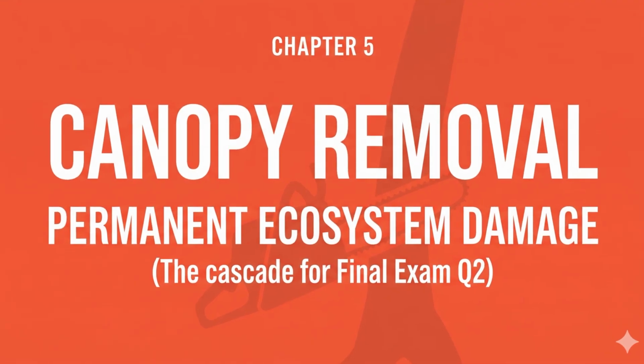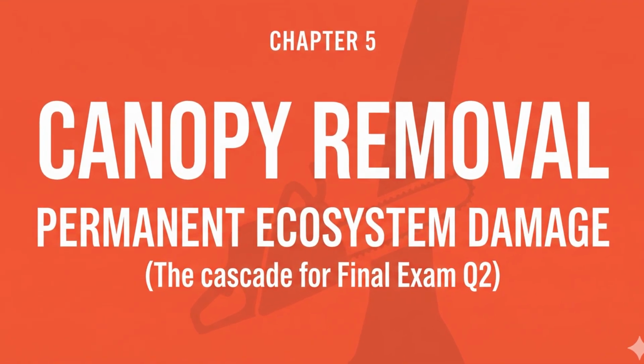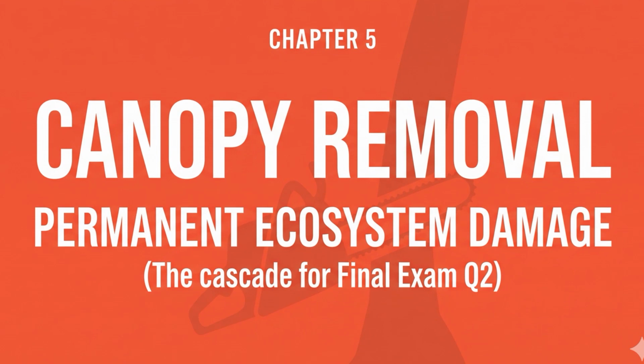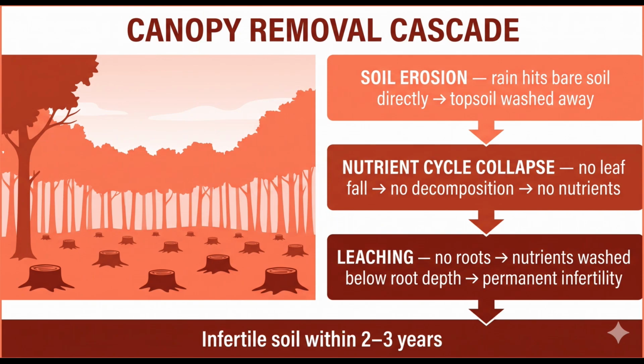Chapter 5. Canopy removal and permanent ecosystem damage, the cascade for final exam question 2. Removing the canopy triggers a cascade of consequences. Consequence 1, soil erosion. The canopy intercepts 80% of rainfall. Without it, heavy convectional rain hits bare soil directly at full force. The thin, nutrient-rich topsoil, which took thousands of years to develop, is stripped away within months.